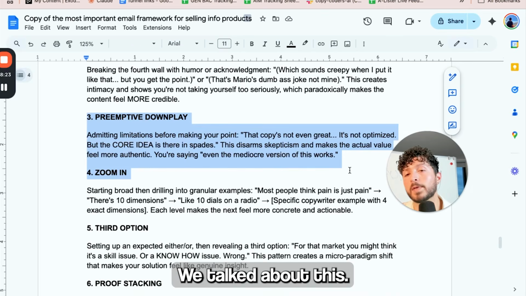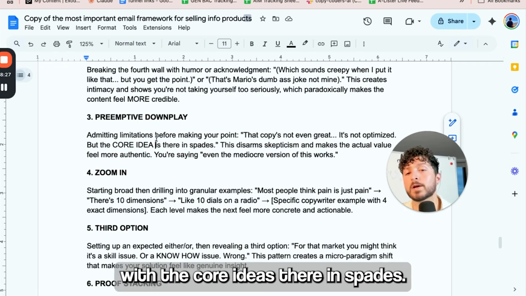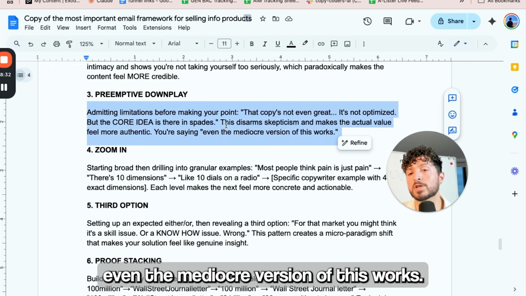Preemptive downplay. We talked about this. Admitting limitations before making your point. That copy's not even great. It's not optimized, but the core idea is there in spades. This disarms skepticism. It makes the actual value feel more authentic. You're saying even the mediocre version of this works.